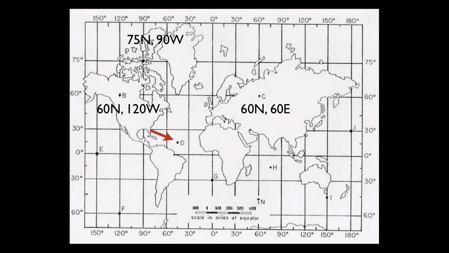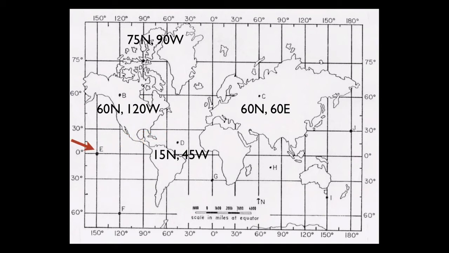Point D falls not exactly on any line, so we have to think a little bit more. It falls halfway between 0 degrees at the equator and 30 degrees north. So halfway between 0 and 30 would be 15 degrees north. And it falls halfway between 30 and 60 when we look at the lines of longitude, the lines going up and down. So that would be 45 degrees, and it's to the left or west of the prime meridian. So it is 15 degrees north, 45 degrees west.